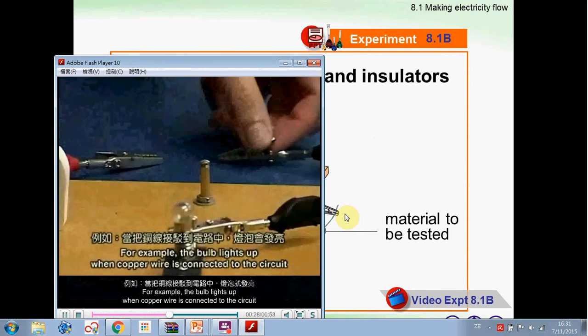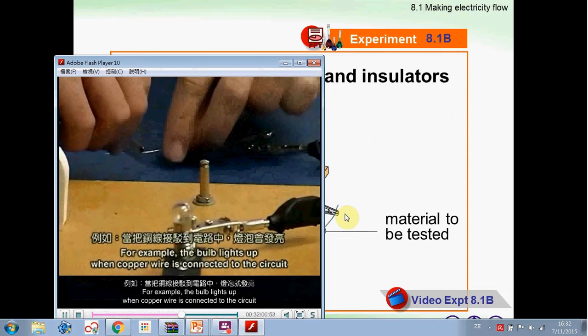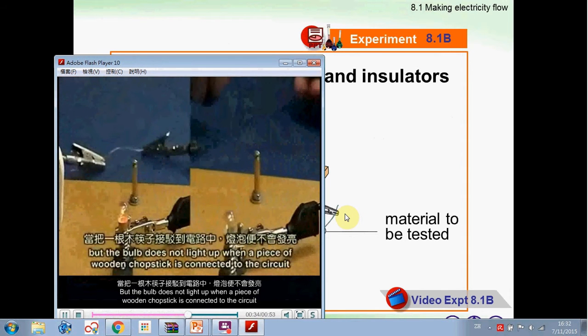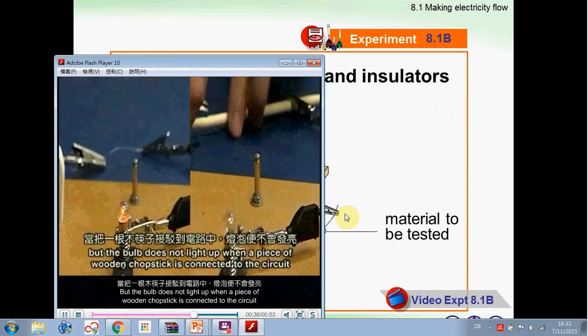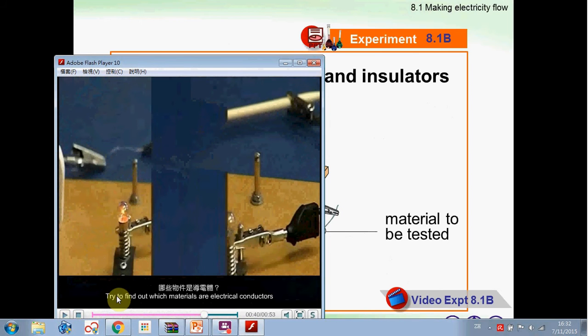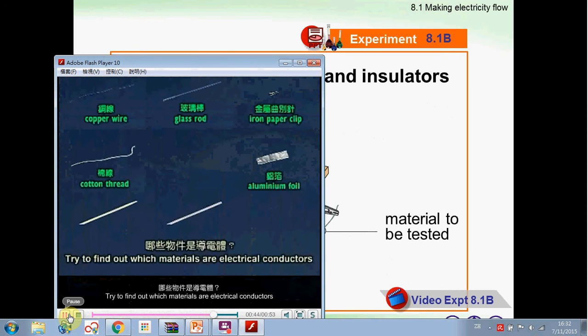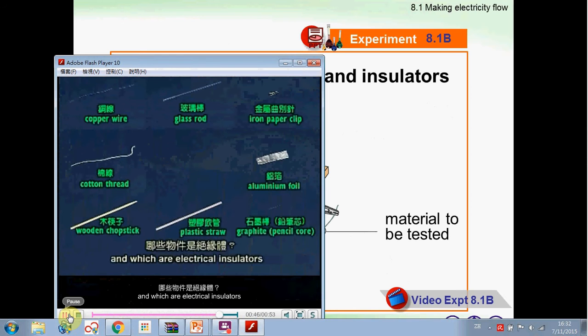For example, the bulb lights up when copper wire is connected to the circuit. But the bulb does not light up when a piece of wooden chopstick is connected to the circuit. From the video, we can say that the metal wire is a conductor, but the rubber is an insulator. Try to find out which materials are electrical conductors and which are electrical insulators.